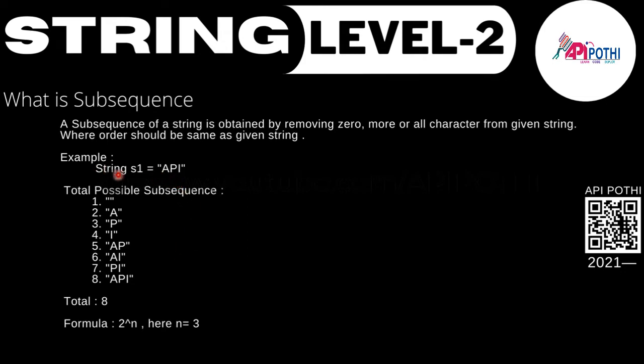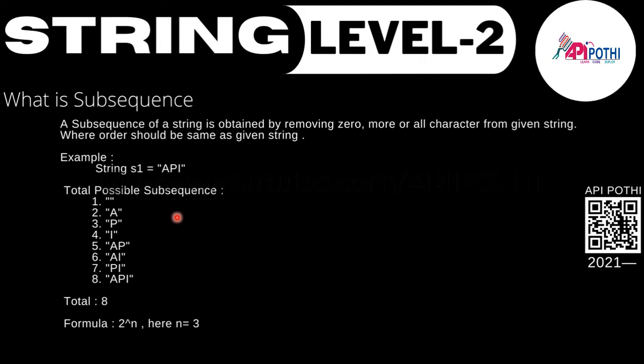So here I have the string called API. I have deleted all three characters, so I don't have any character. That is the empty string. Out of API I have deleted two characters, P and I, so I got A, which is a subsequence. Same as I got P while deleting A and I, where P is a subsequence of API. Same as we have deleted A and P, I got I, and I is also a subsequence.